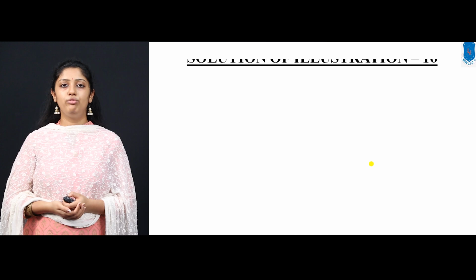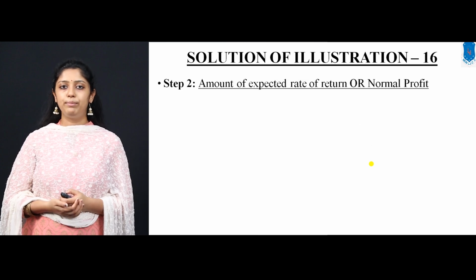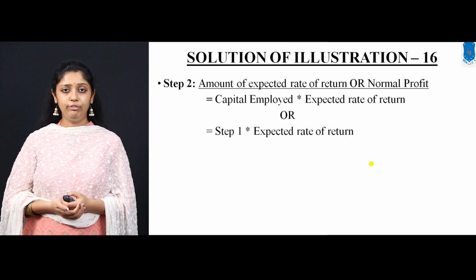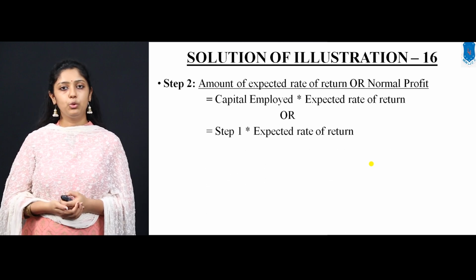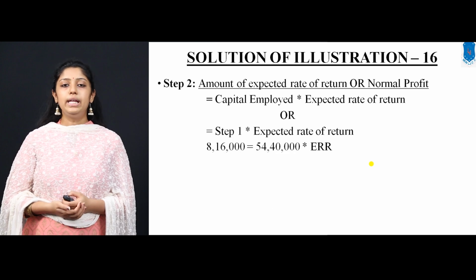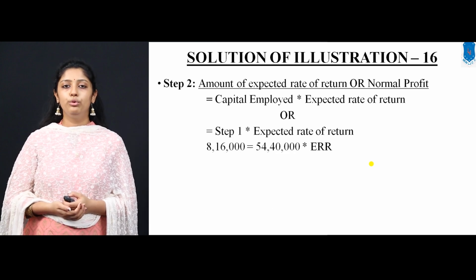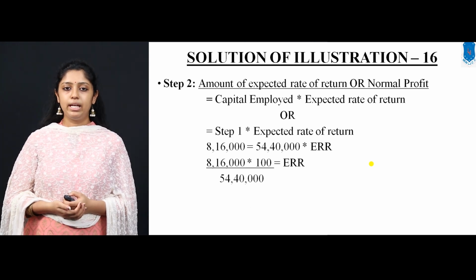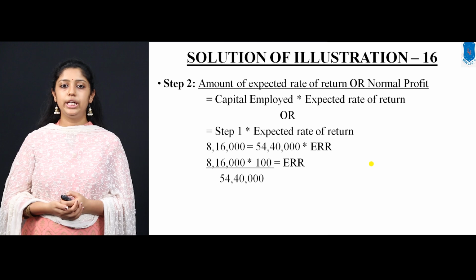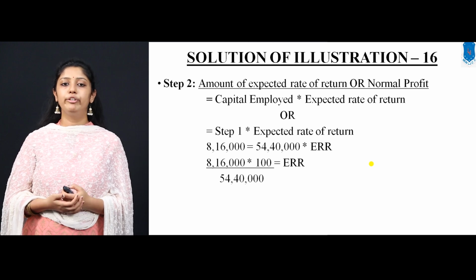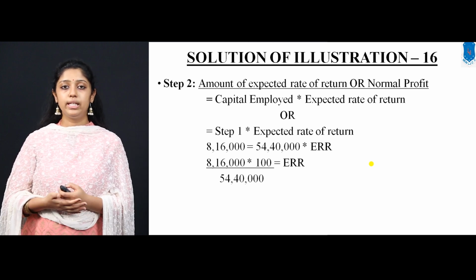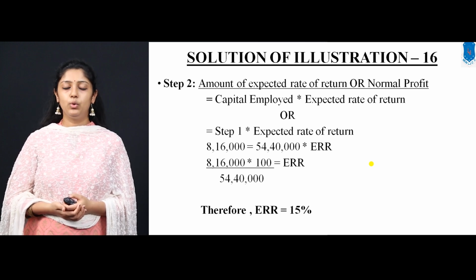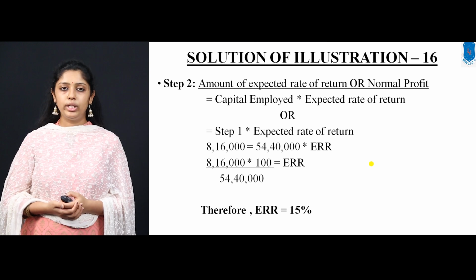And lastly, now we'll calculate ERR. So step number 2, amount of ERR is equal to step 1 or capital employed into ERR. 8 lakh 16,000 is equal to 54 lakh 40,000 into ERR. Next step is 8 lakh 16,000 into 100 divided by 54 lakh 40,000 is equal to ERR. So final answer, therefore ERR is equal to 15%.